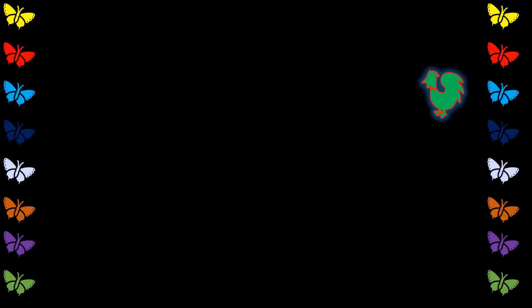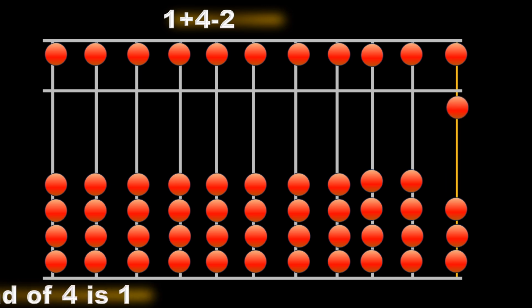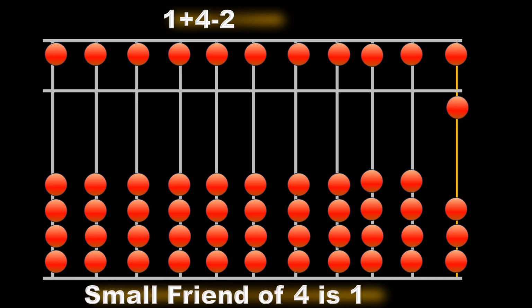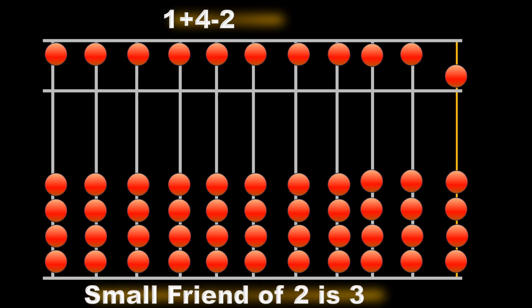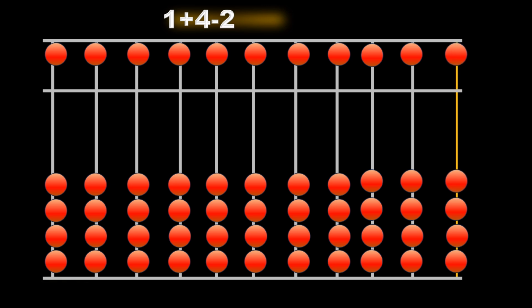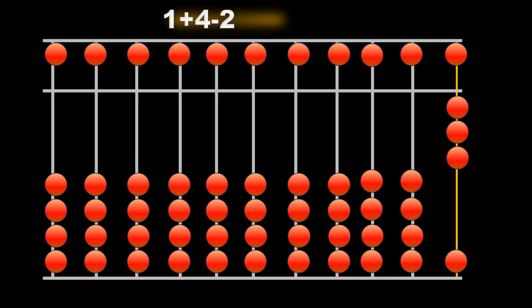It is 1 plus 4 minus 2. So first add 1. Now we have to add 4. We have to go for small friend. Small friend of 4 is 1. So add 5, subtract 1. Now the third digit is subtract 2. We have to go for small friend. Small friend of 2 is 3. So subtract 5, add 3. So the answer becomes here 3.